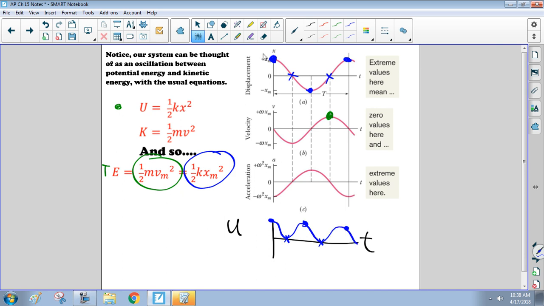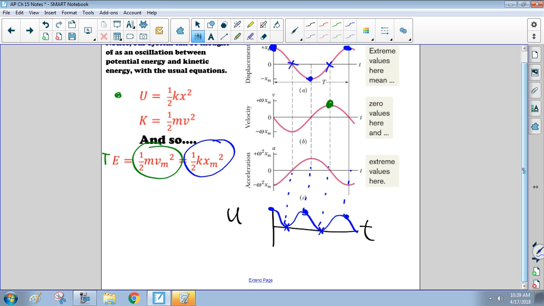This one, why am I unhappy with this? Oh, I just did a rotten job drawing it, is all. So here. Does that make sense? Yeah. All right, now let's do kinetic energy.